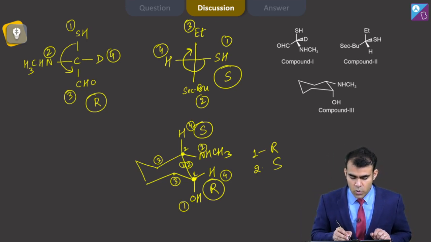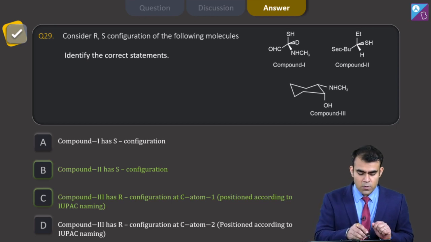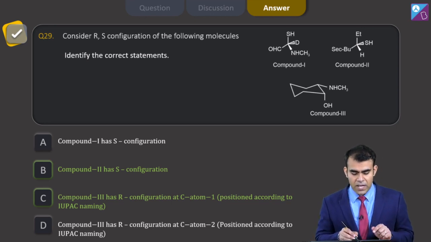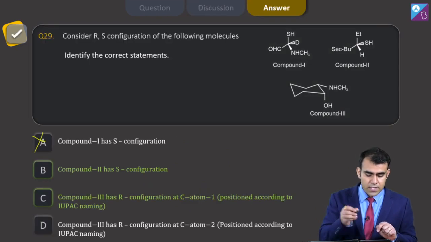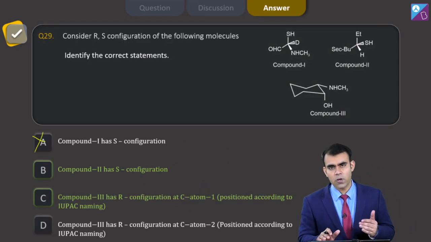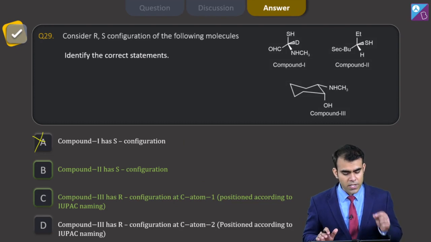So let's look at the answers. First is compound 1 has S configuration. We have seen that compound 1 has R configuration, so this one is incorrect. Then compound 2 has S configuration. Yes, compound 2 has S configuration.